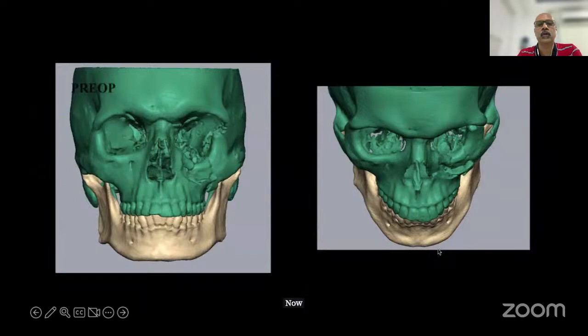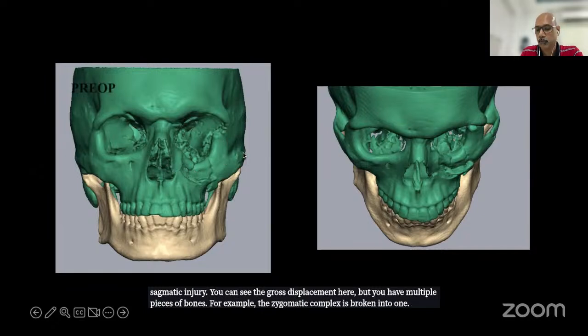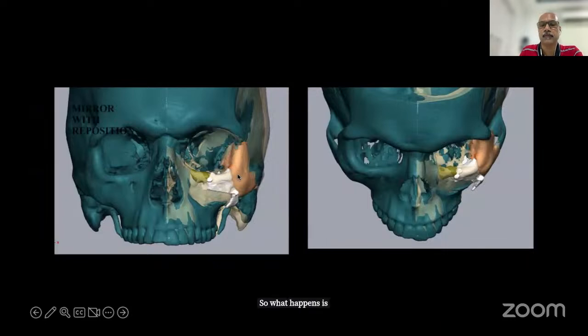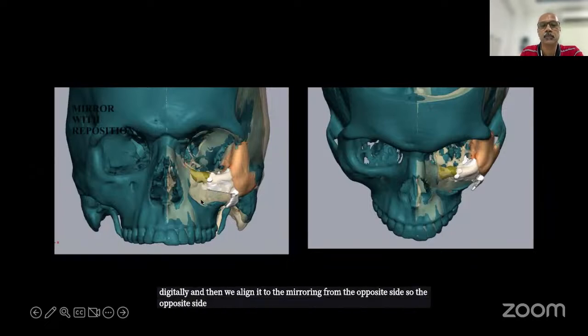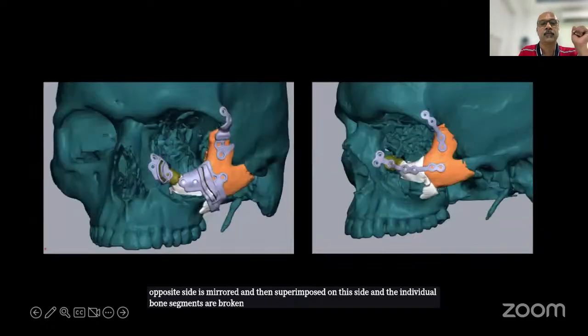Now, how does this work? So you have again an orbitofacial fracture, orbitozygomatic injury. You can see the gross displacement here, but you have multiple pieces of bones. For example, the zygomatic complex is broken into around 4 or 5 pieces. So what happens is, we segment the bones digitally, and then we align it to the mirroring from the opposite side. So the opposite side is mirrored and then superimposed on this side, and the individual bone segments are broken and aligned digitally with a workflow.